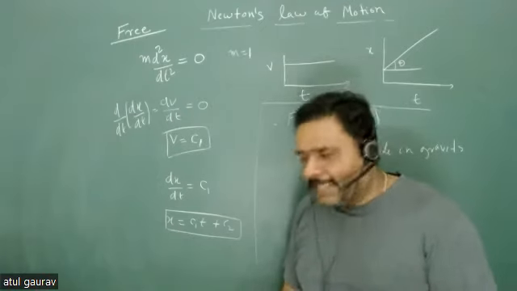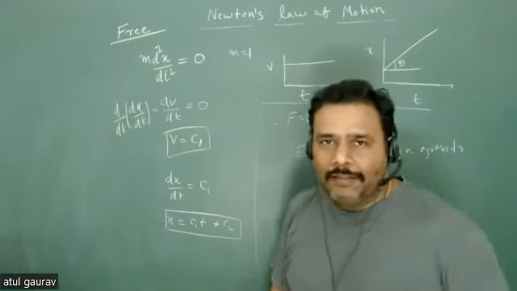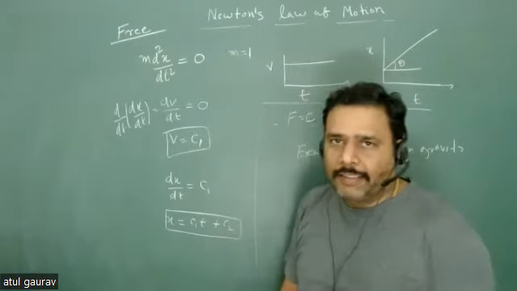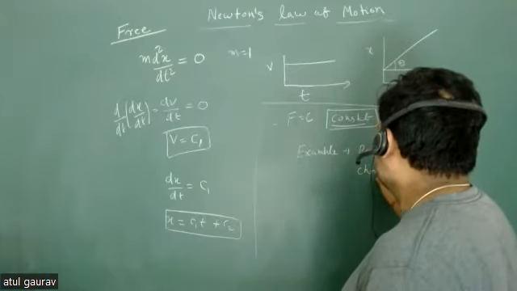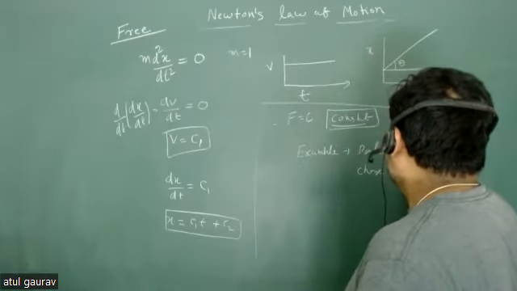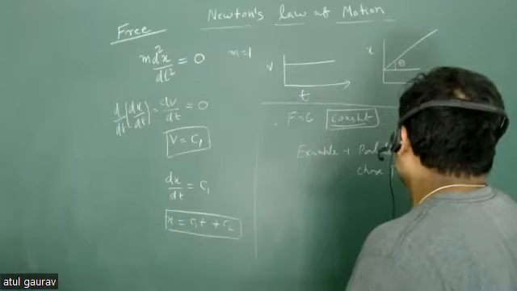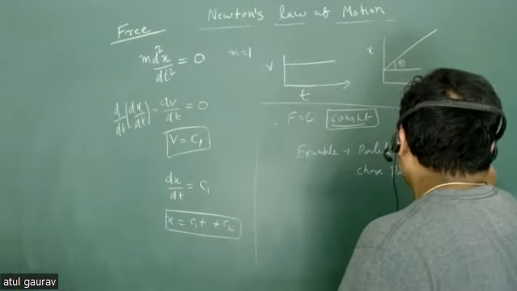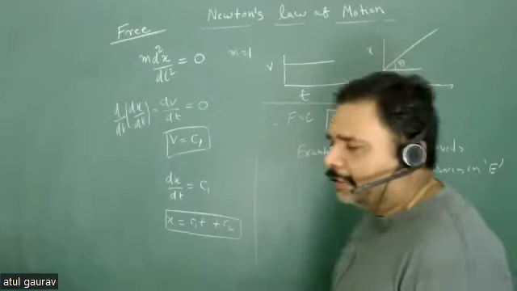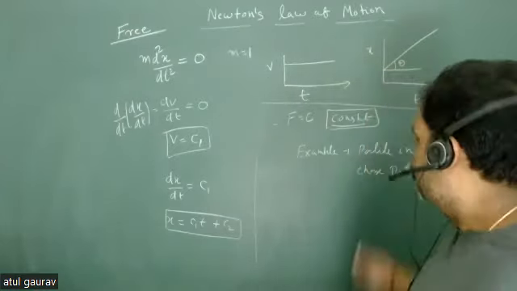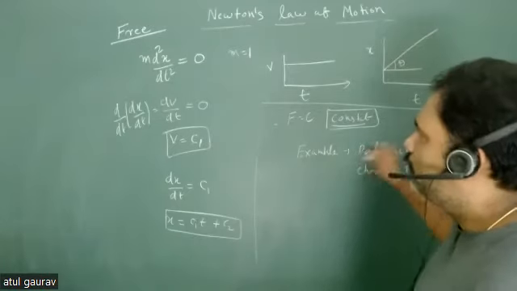Electric field. Exactly. A charged particle moving in a constant electric field, isn't it? So the second is a charged particle moving in a constant electric field. Okay? So these are examples of constant force, not of a free particle.